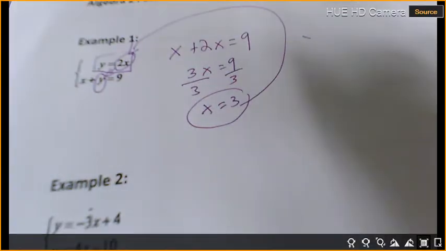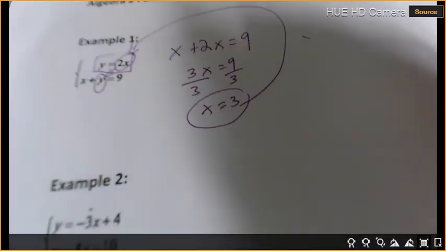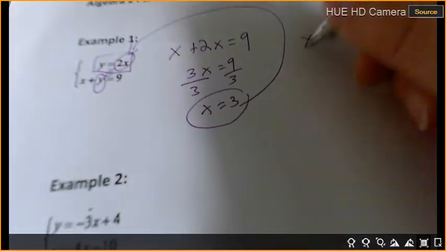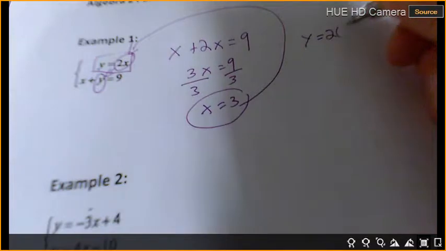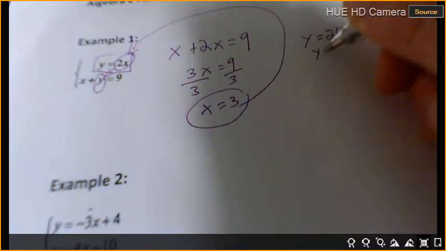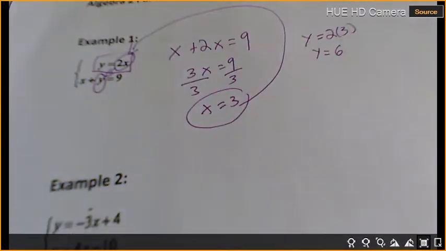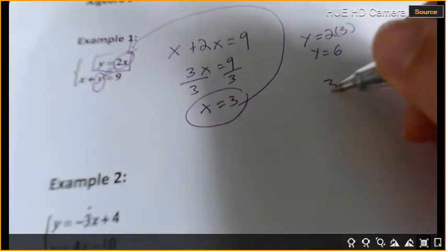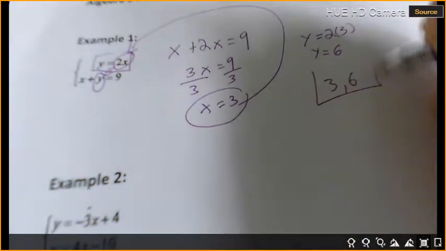So I plugged in 2x for where I saw y, and I got x equals 3, and now I'm going to plug in 3 for x. So I get y equals 2 times 3, so y equals 6. Please don't leave it like that and say you have the answer. Rewrite it, 3 comma 6, because we're looking for a point.